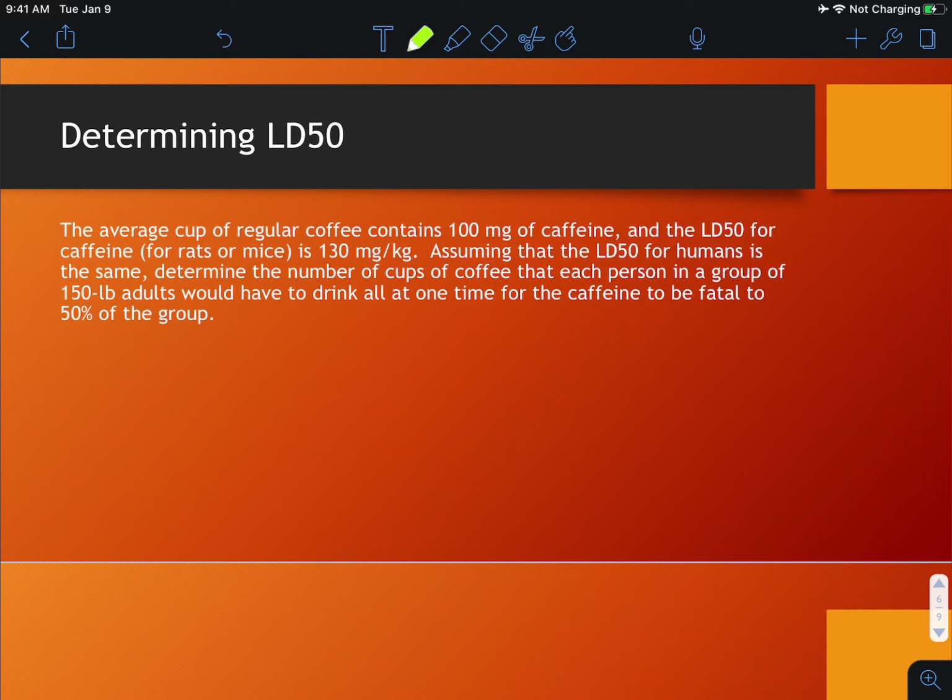An average cup of coffee contains about 100 milligrams of caffeine, and that's in just a regular coffee as opposed to espresso or maybe a darker roast that has a higher caffeine content. And the LD50 for mice and rats, which are typically two of the animals we use to dose to figure out what kind of effects we have, is 130 milligrams per kilogram.